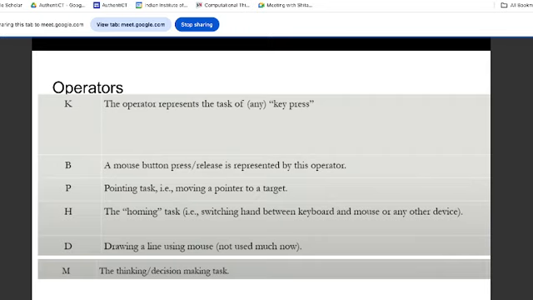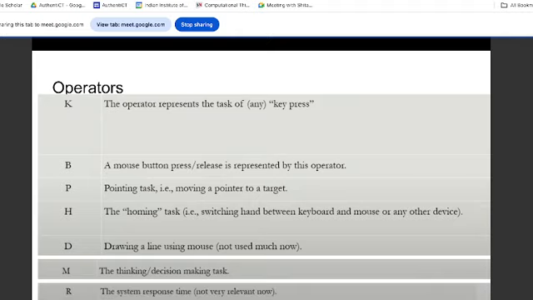Then there is the mental operator called M. It is the thinking or decision making task. Remember, all of these are actions that are performed within a particular predefined time. And R is system response time. That is the system response operator that gives us the time in which the system is supposed to respond to the user.